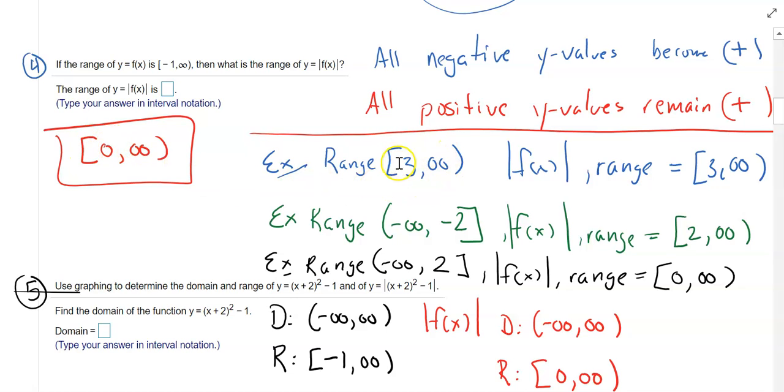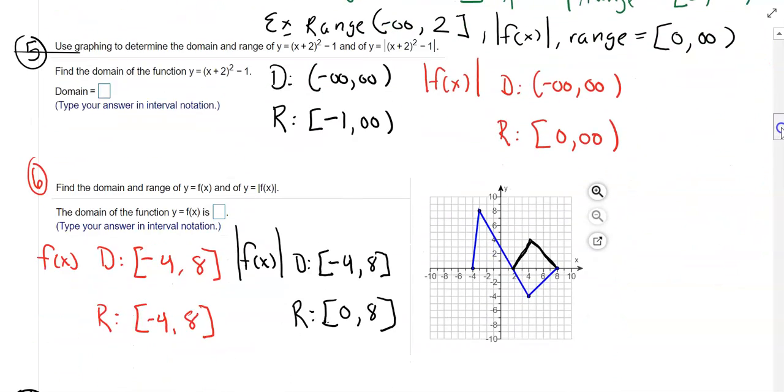Here's an example where we have all positives, and we see that the range stays the same. Here we have all negatives, negative infinity to negative 2, and we see that they all become positives, positive 2 to infinity. And here we see, once again, we cross over the x-axis from negative to positive 2, and we still have that same one. So we see all the different types of examples of those types of problems.